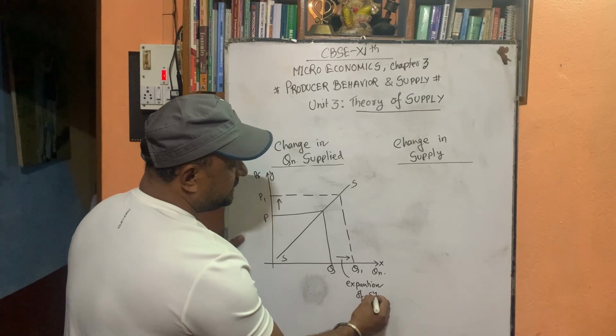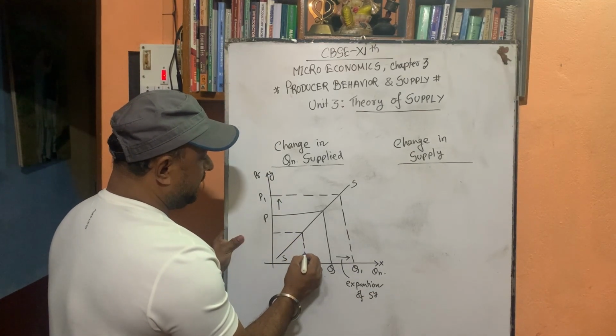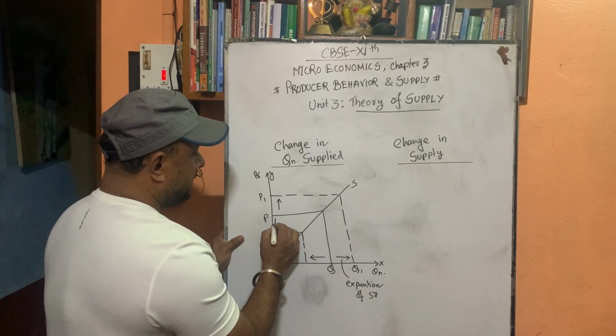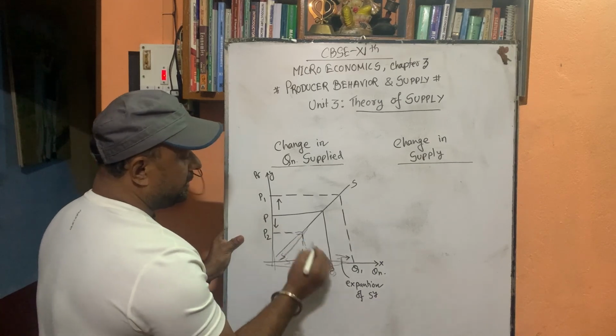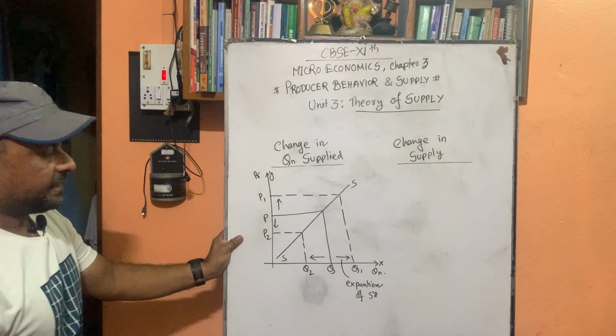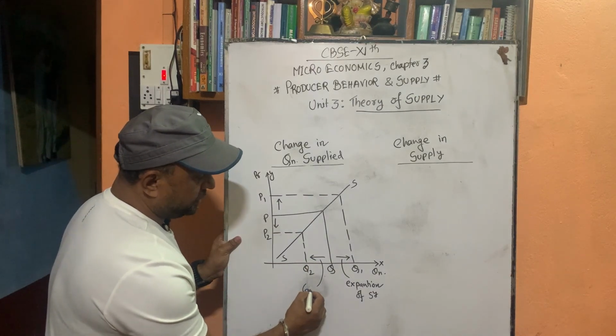Expansion of supply. Now if price decreases, then supply also decreases. Here price decreases from P to P2 and quantity from Q to Q2. At that time what happened? Quantity supplied reduces. This one is called contraction of supply.